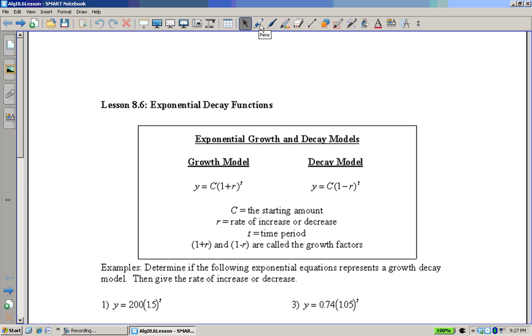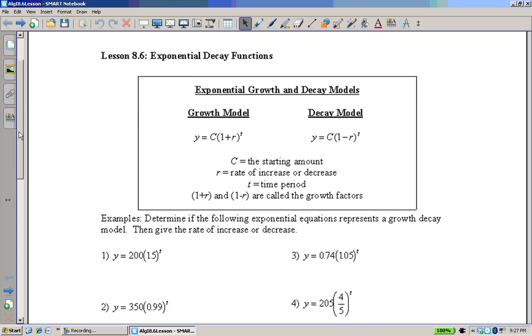Today we're finishing up our unit on exponential functions, on exponential expressions. Today we're looking at some growth and decay and looking at the difference between those families.